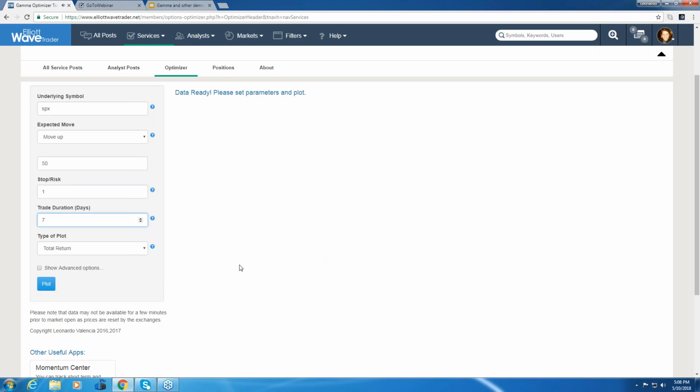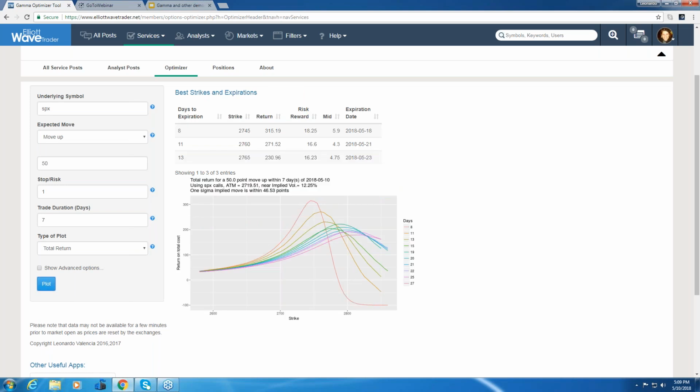So this is just, I'm not saying that the market will move 50 points. I'm saying that I'm just testing this, but you might have your own thesis of what the market will do. And then you click the button plot, and it gives you an answer. It is telling you 3 suggestions, and each suggestion tells you the strike, the potential return, the risk reward, the cost, and the expiration date.